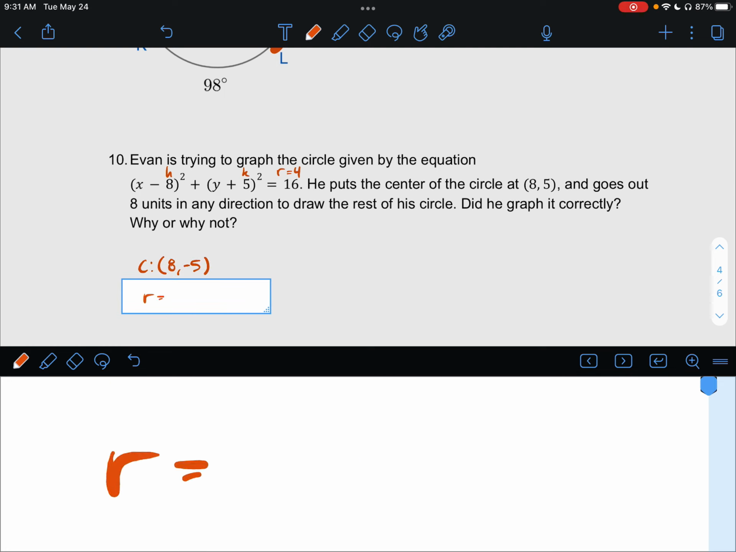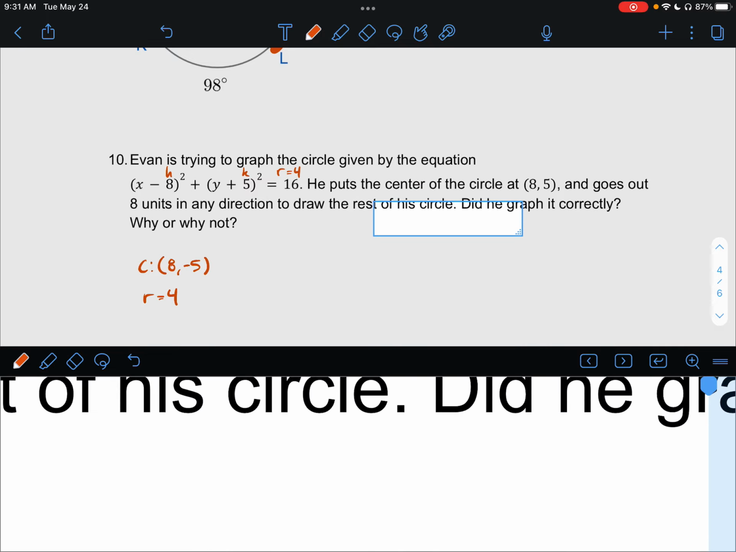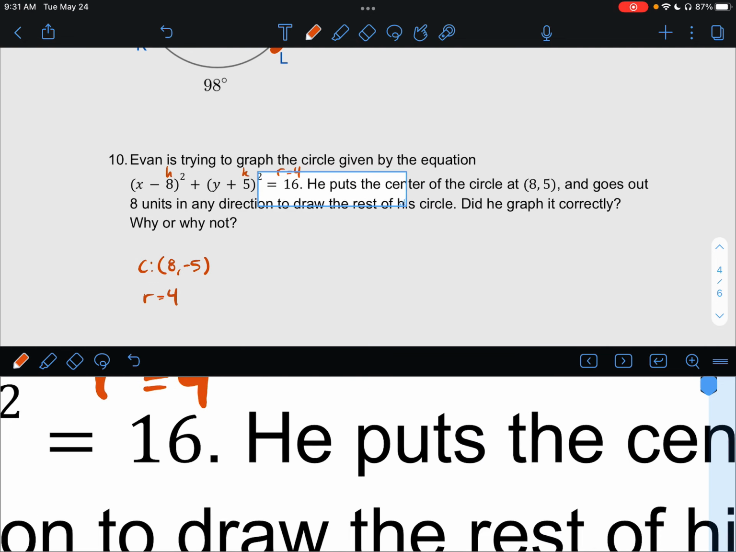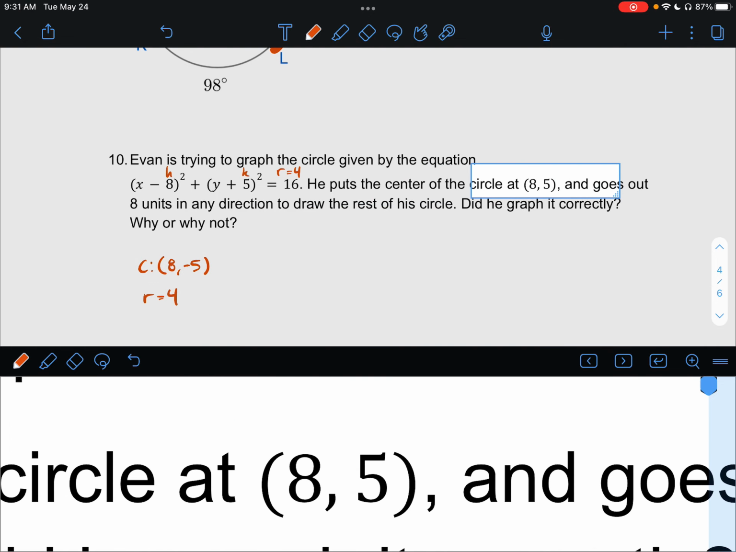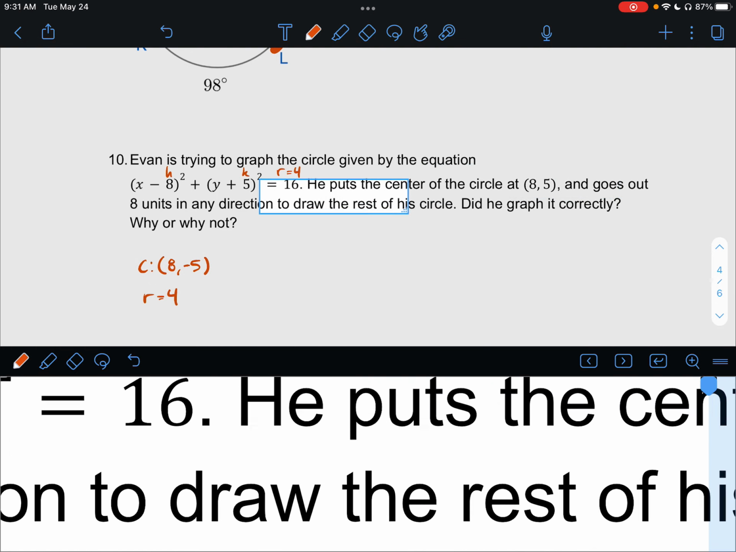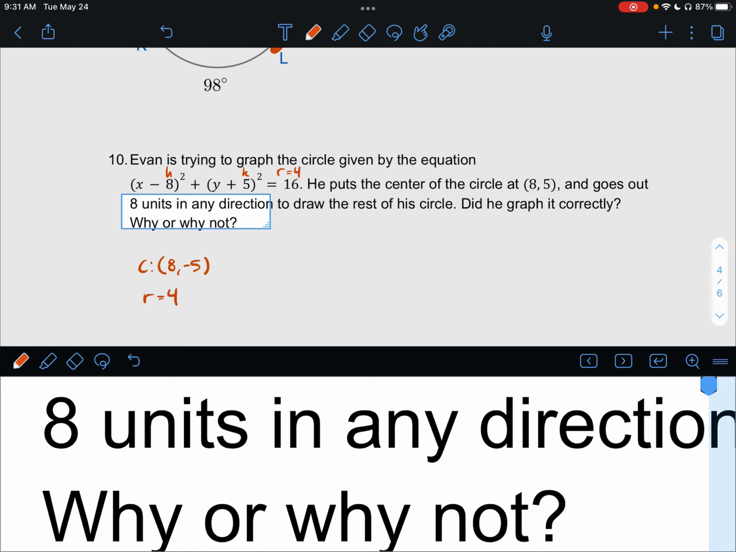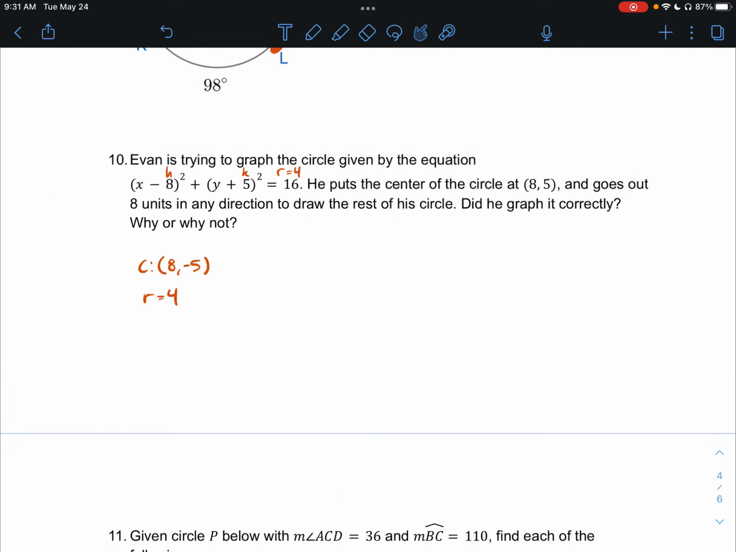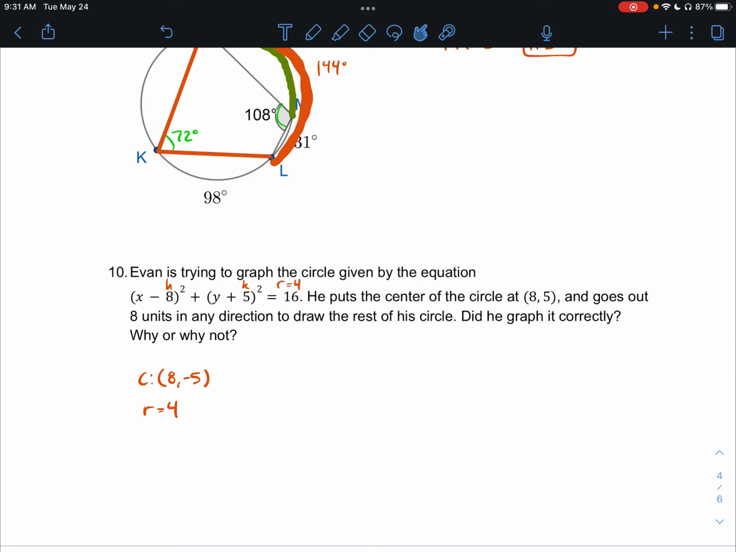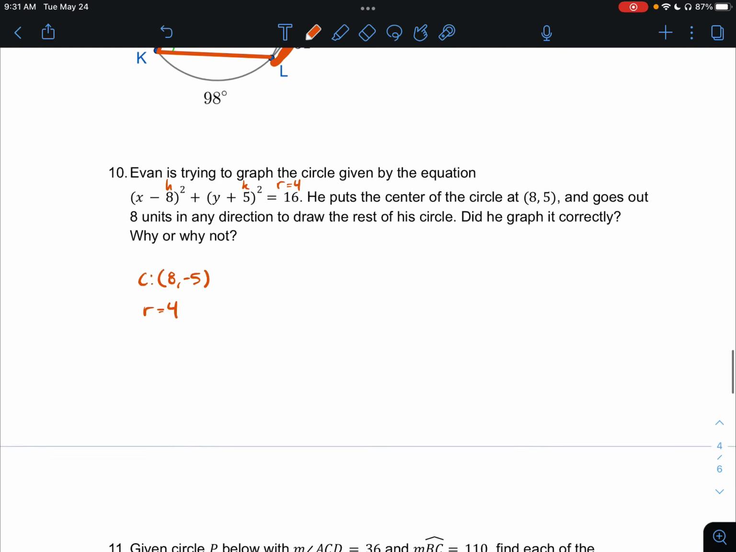And then the radius should be 4, which means he did not graph this correctly because his center should have been at (8, -5), not (8, positive 5). And if the radius was 4, he should have gone out 4 units in any direction. And I'm not going to write this out verbally, but as long as you express that somehow, just say, no, he's wrong because it should have been negative 5 and it should have been 4 instead of 8 and positive 5, then you'll be fine.